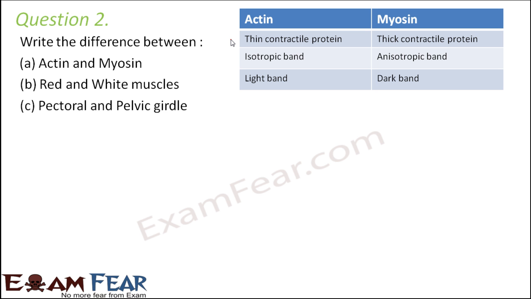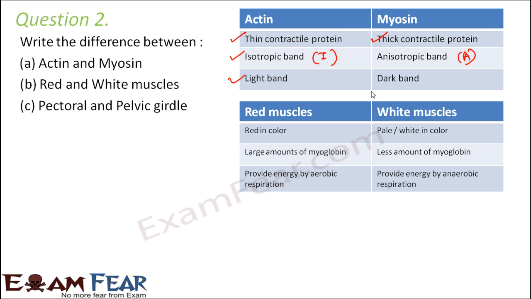Actin and myosin. Actin forms the thin contractile protein. Myosin forms the thick one. Actin forms the isotropic band, which is also called the I band. Myosin forms the anisotropic band or the A band. Actin is the light band and myosin is the dark band. So it is very easy to distinguish between actin and myosin. In fact, if I ask you to write more differences, I think you will be able to write them. Next is red and white muscles.